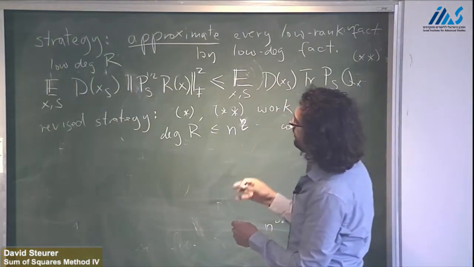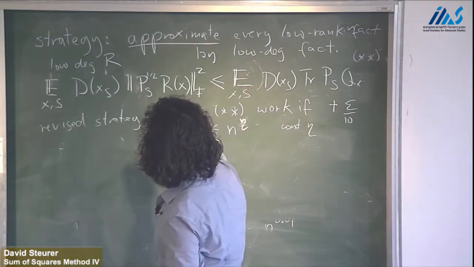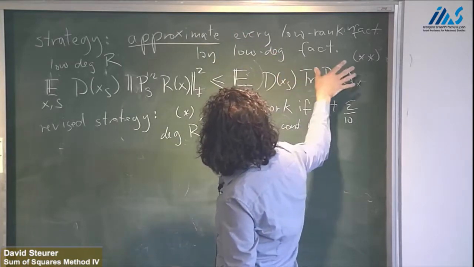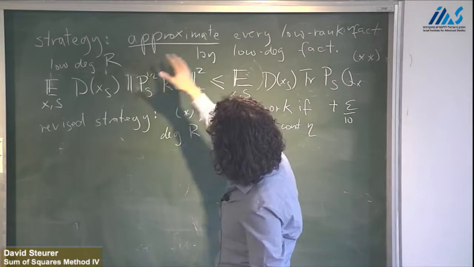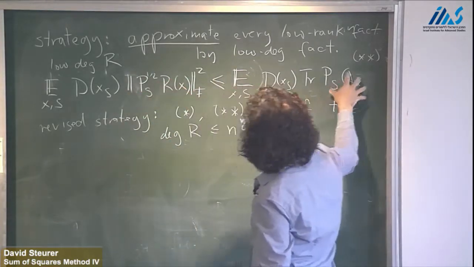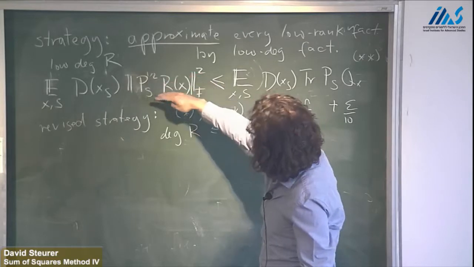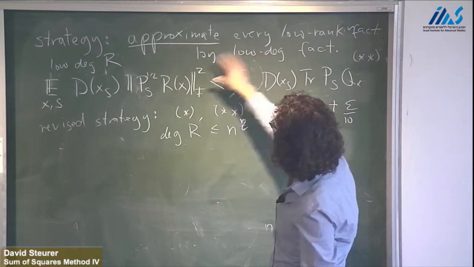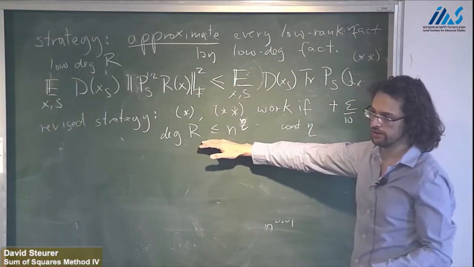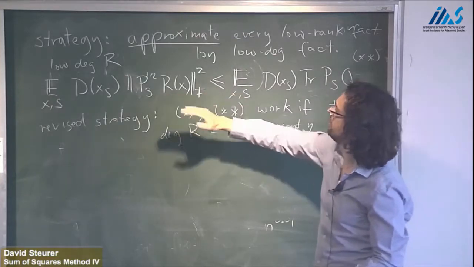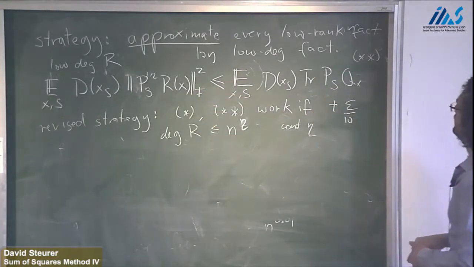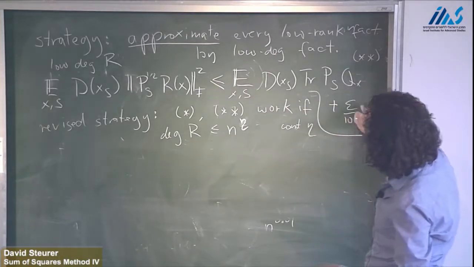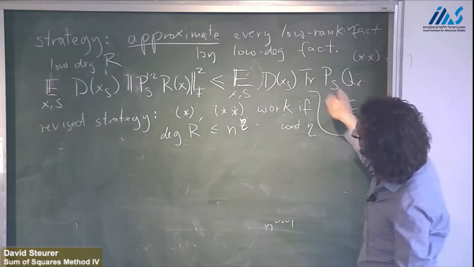So what does this mean? Instead of saying that we can approximate an arbitrary low rank factorization by a very low degree function, we just want to say that we can approximate it by a function R that has degree n to the eta. So this task becomes easier if we just want this bound on the degree of R, because we can take R to have fairly large degree. Eta is a little bit related to epsilon, because epsilon controls how much error we can afford here.